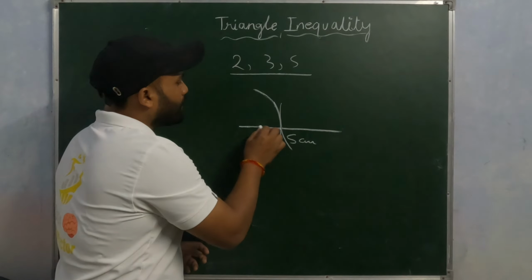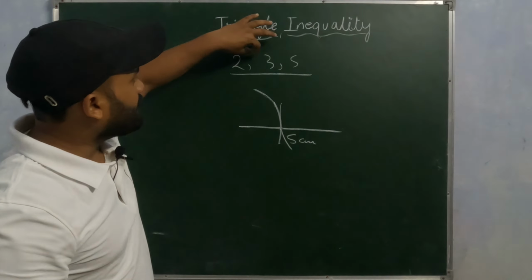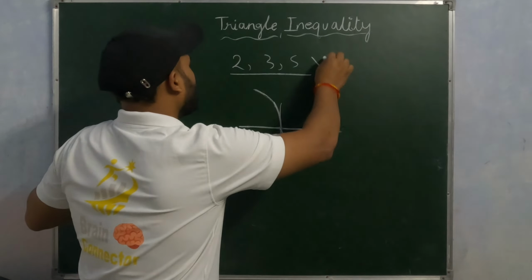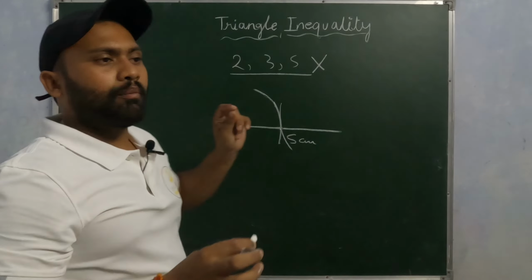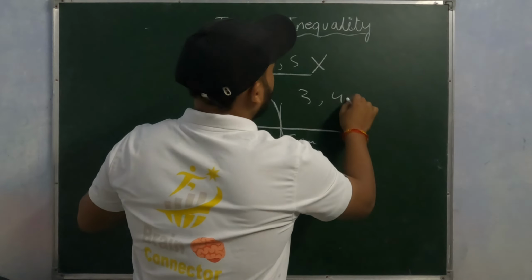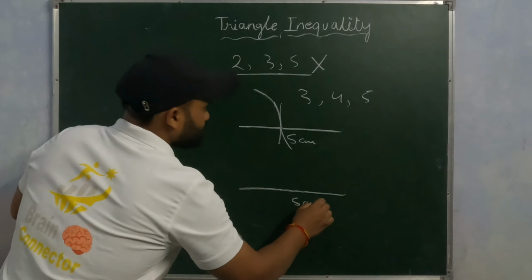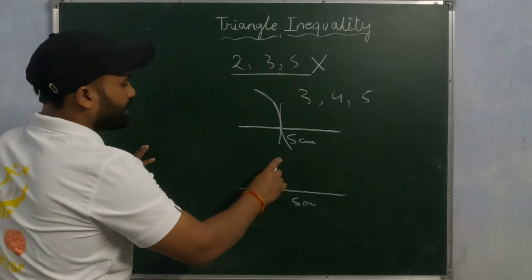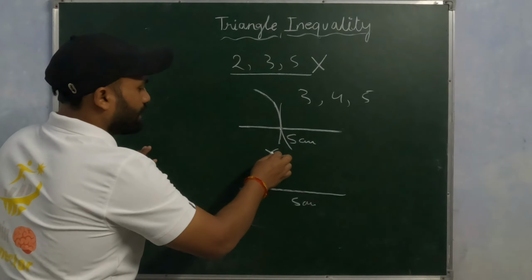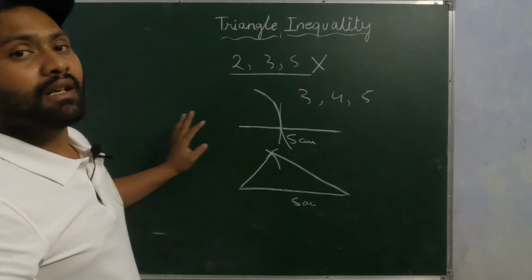So it will not make any triangle, because the sum of two sides is equal to the third side. So this measurement will not make any triangle. But when you take 3, 4 and 5, it will be like this, 5 centimeter. When you measure the 3 centimeter, it will cut over here anywhere, and 4 centimeter will cut here, and then you will meet them. This is the process of the construction of the triangle.